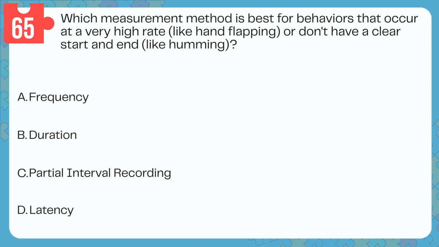Question 65. Which measurement method is best for behaviors that occur at a very high rate, like hand flapping, or don't have a clear start and end, like humming? A. Frequency. B. Duration. C. Partial interval recording. D. Latency.